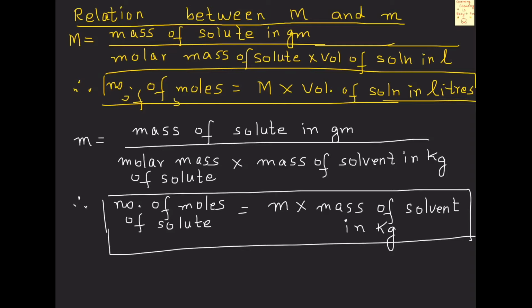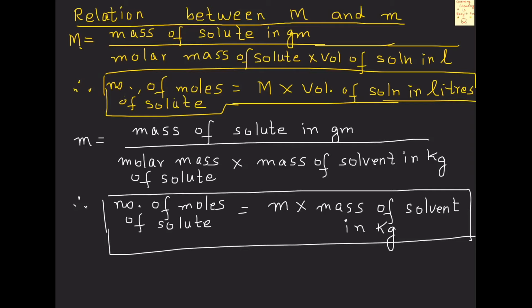I have missed out the solute part in it. You can probably correct it. So this is number of moles of solute is M into volume of solution in liters. Simply molarity multiplied by volume of solution in liters. Correct? That is our first formula.